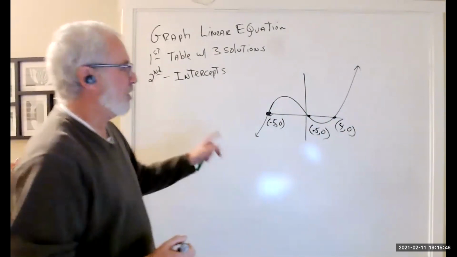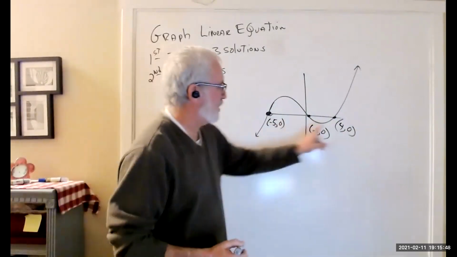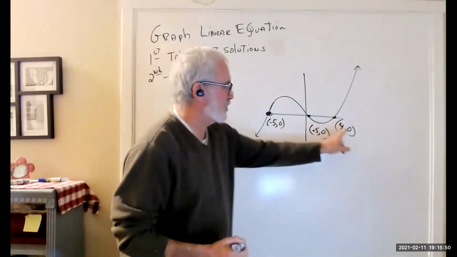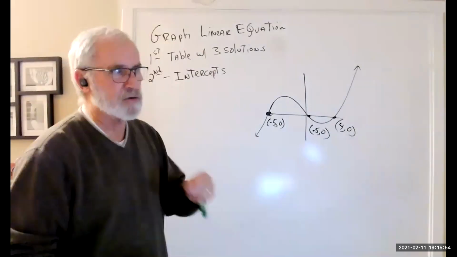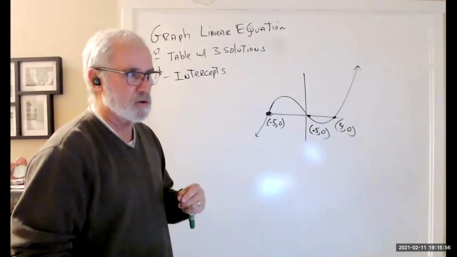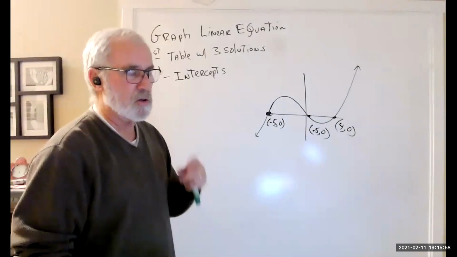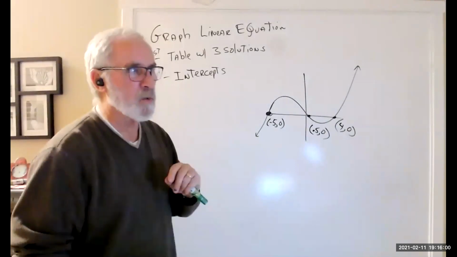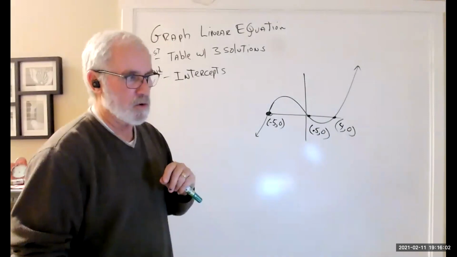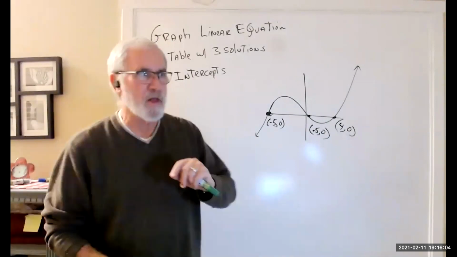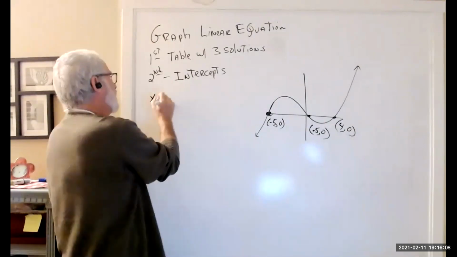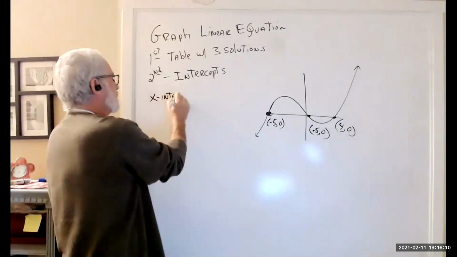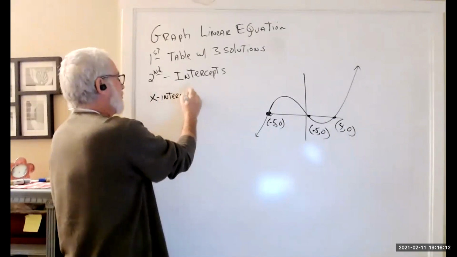These were all called the X-intercepts. What's true about every X-intercept in creation? They're all on the X line. And what does that mean about the Y value? Y will be 0. Bingo, that's it. So when we want to find the X-intercepts, we set Y equal to 0.